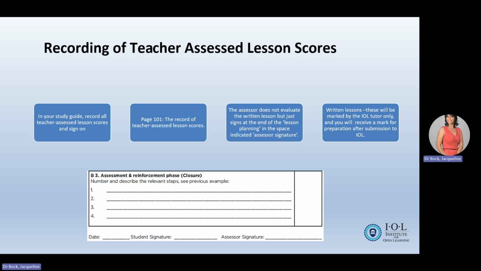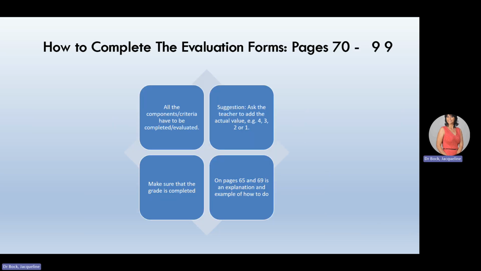In the half of the book, there are the evaluation forms, and the grade that has been awarded in that evaluation form will then be transferred to page 101, which is towards the end of your book. How to complete the evaluation form 70 to 99: all the components and criteria have to be completed or evaluated.